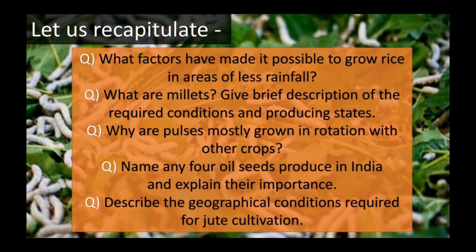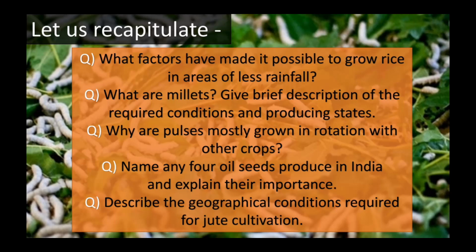Now let's move to the recapitulation part of the lesson. What factors have made it possible to grow rice in areas of less rainfall? The answer is the development of a dense network of canal irrigation and tube wells that have made it possible to grow rice in areas of less rainfall.